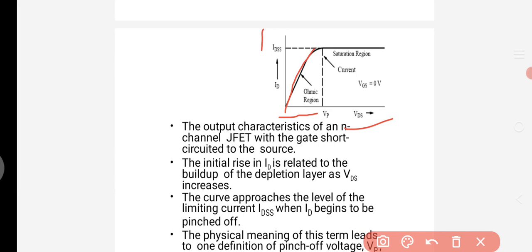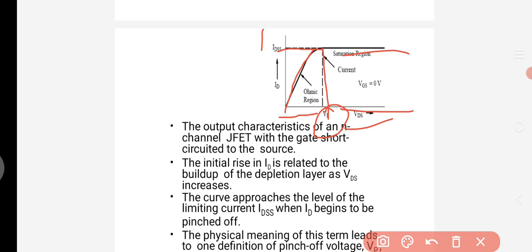Once it reaches the VP, VP means pinch off voltage. That means when VDS equals VP, at this point we can get the maximum current of the device. That current will be called as IDSS. Beyond this point, when we are increasing the VDS, then IDSS will remain constant. That constant region will be called as saturation region.